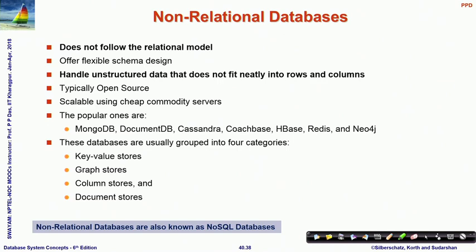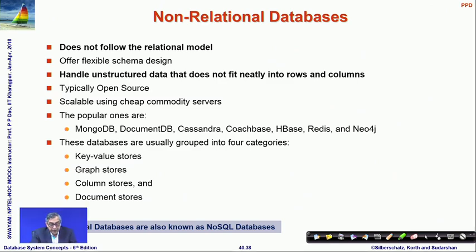They offer flexible schema design. The schema may itself change while the database is evolving, which is not the case in the relational. Schema is fixed, only the data can change, but here the schema itself can change. It may be able to handle unstructured data like natural language comments, like images, like audio coming in, which do not fit neatly into your table structure.